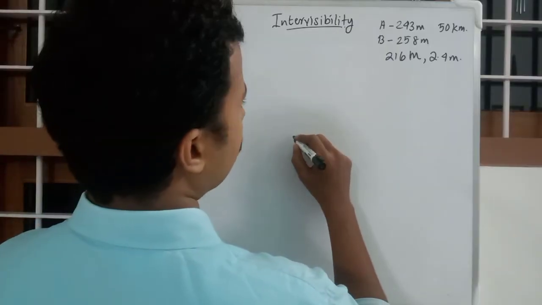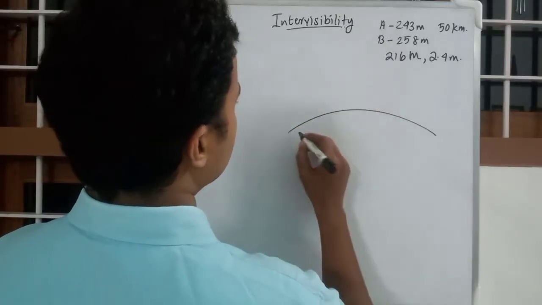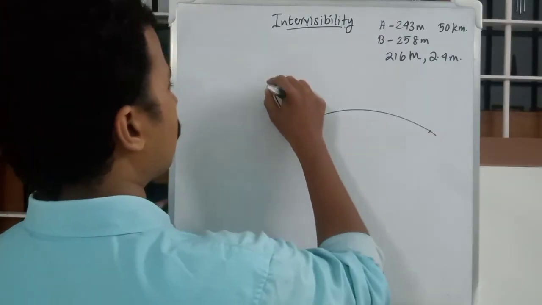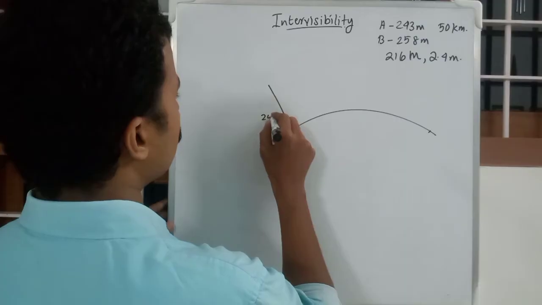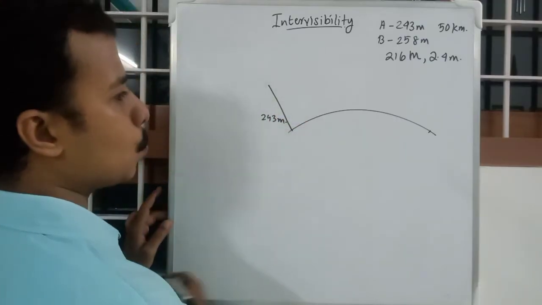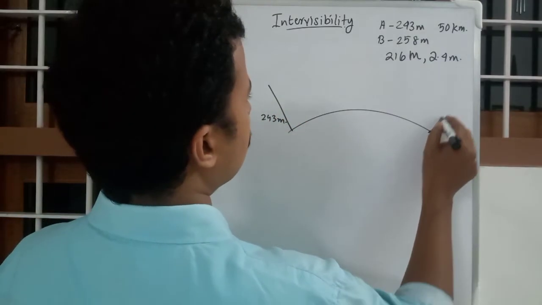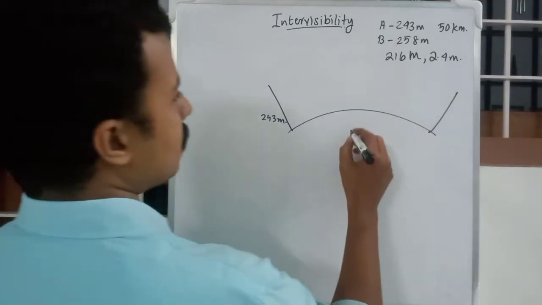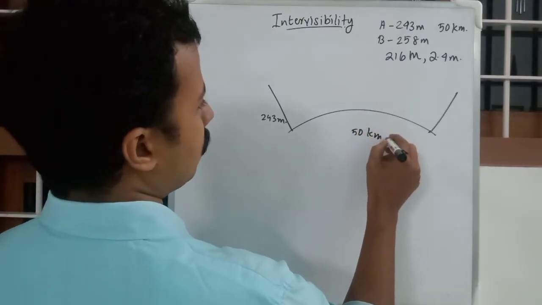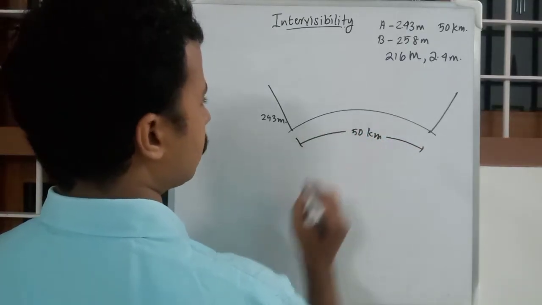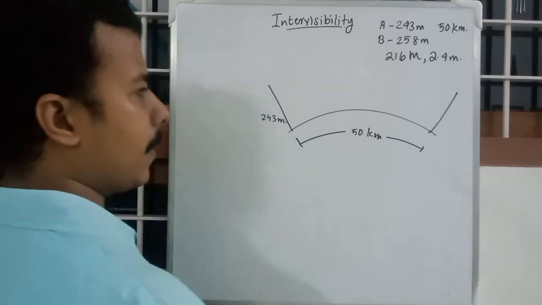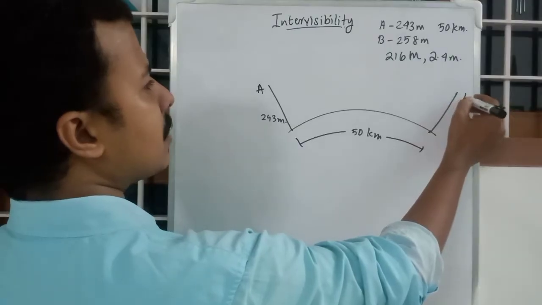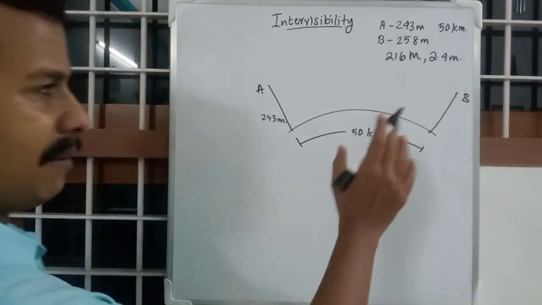In the usual way, we will start the problem like this. If these are the stations, this can be taken as 243 meters. This also will be a bit higher. And this distance is 50 kilometers. Clear? And this is A and B is somewhere here, not accurately, somewhere there.